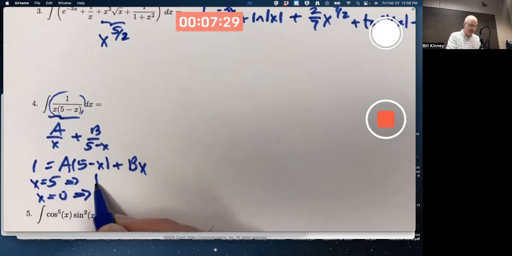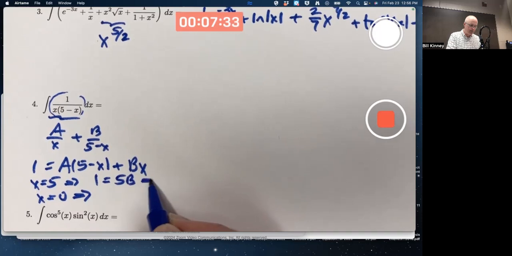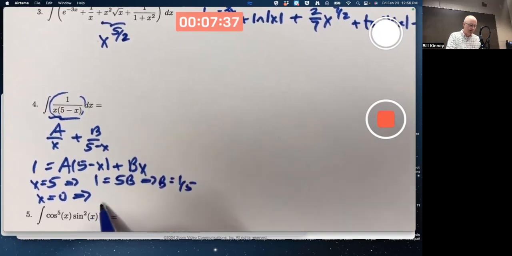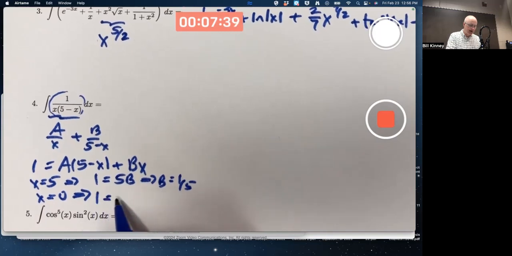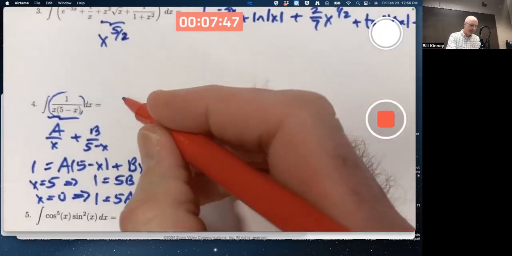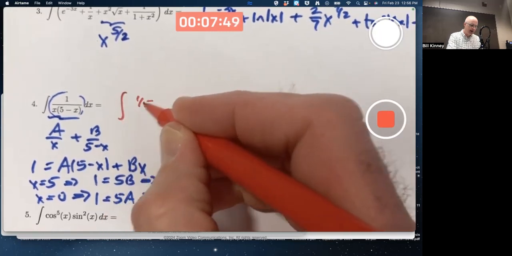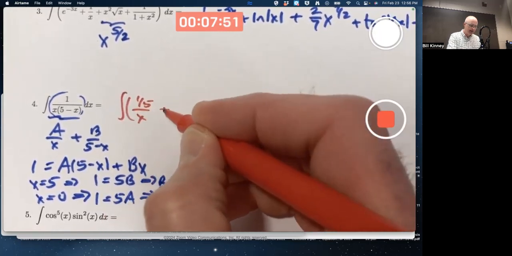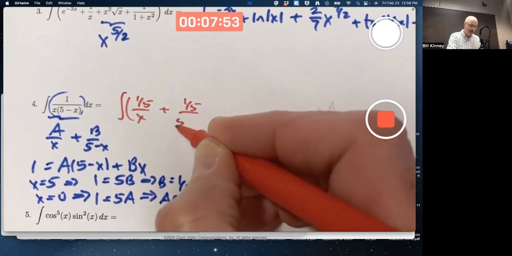If x is 5, the a term goes away, you get 1 equals 5b, and therefore b is 1/5. If x is 0, the b term goes away, and you're left with 1 equals 5a. So a is also 1/5. So you're really integrating 1/5 over x plus 1/5 over 5 minus x.